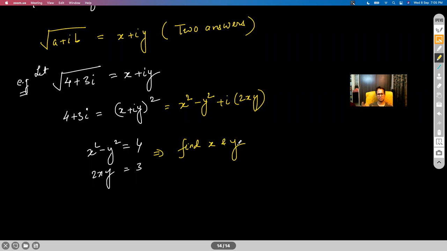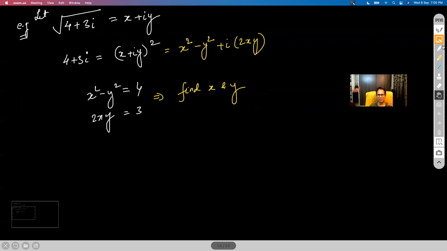Now there are various routes. One route is that many people write y in terms of x and substitute in the first equation. They get a biquadratic in x, find the values of x from there, and hence the y values. But that route is slightly tedious many a time. So there's an interesting methodology which we adopt to make this process simple.